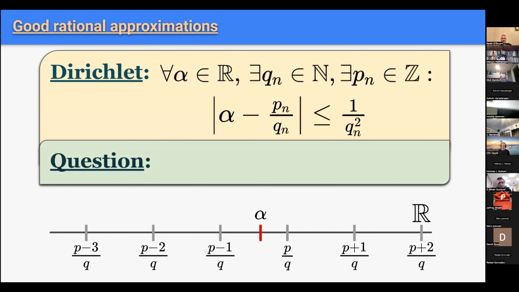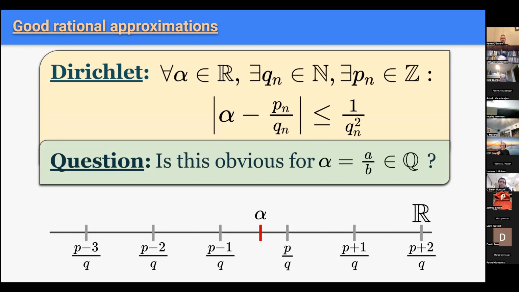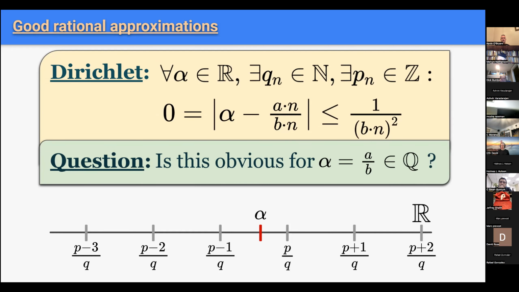This is a very basic and very interesting result. And now I have a question for you. If I take alpha to be a rational number, is Dirichlet's theorem obvious? Can we always find very good rational approximations for a rational number? Of course, the answer is yes. It is very easy: if alpha is a divided by b, just take na divided by nb. So the error is exactly 0, and this is, of course, smaller than 1 over (nb) squared. So this is really obvious. But of course, this is a bit of cheating, because I keep approximating alpha by itself. So this is not a real approximation.